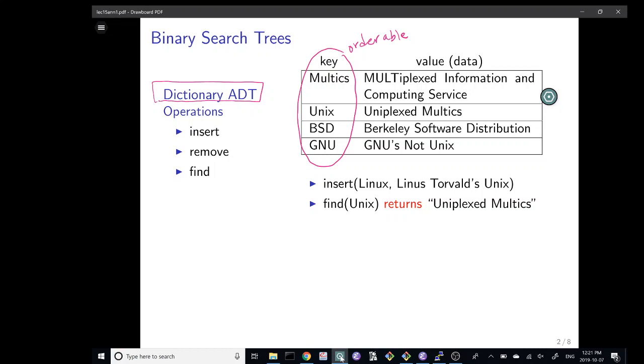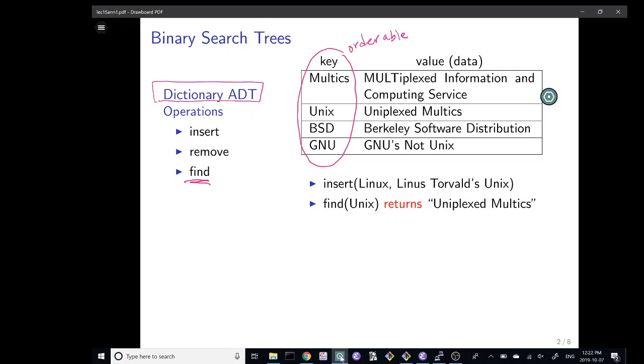Okay, and so the operations we want to perform are find operations. That's when we look something up, like find Unix, and it returns whatever, uniplexed Multics. Or you might want to insert some new stuff into that table, like for example, Linux comes along, which is Linus Torvalds' implementation of Unix, and you can plug that in there. And then there are all these flavors of Linux out there, zillions of them.